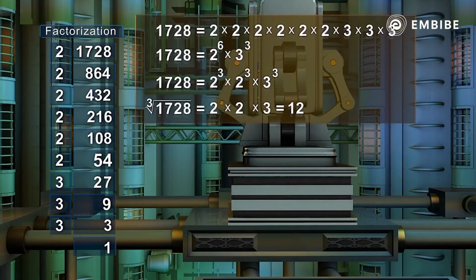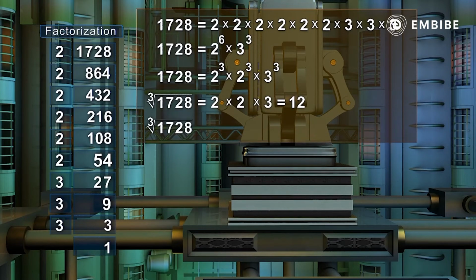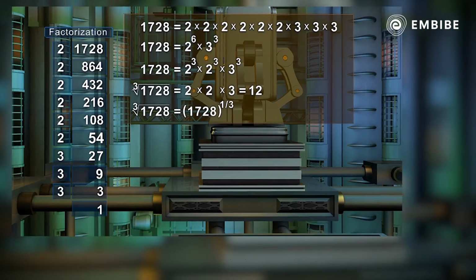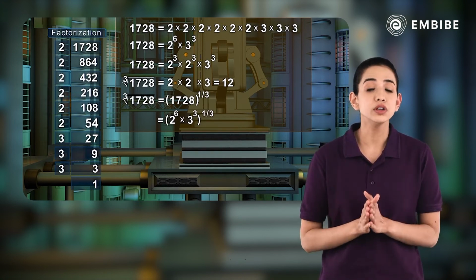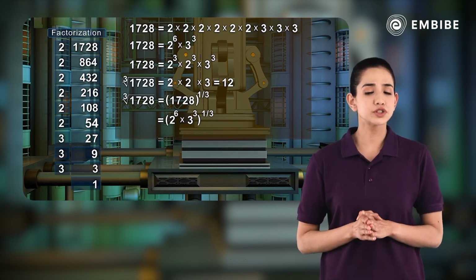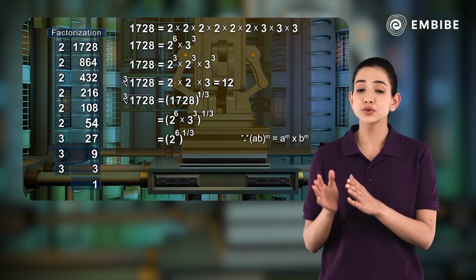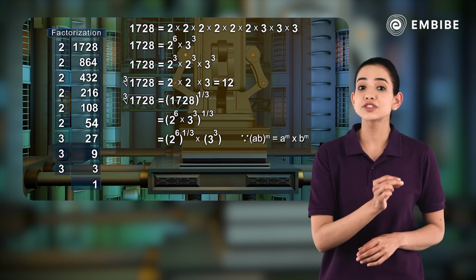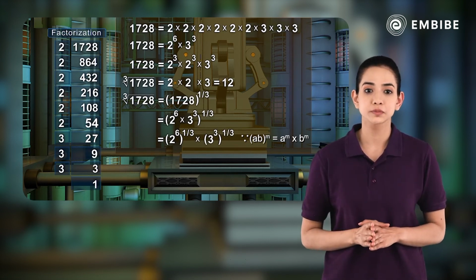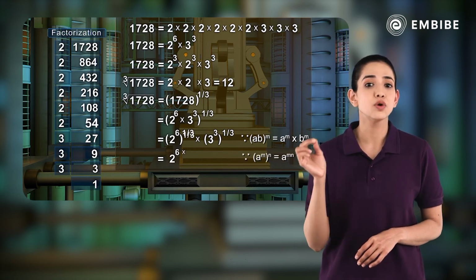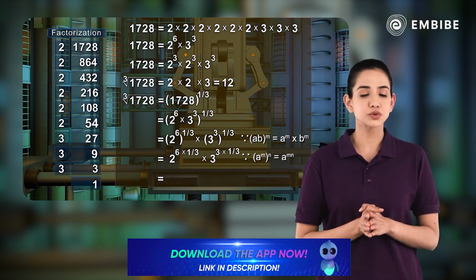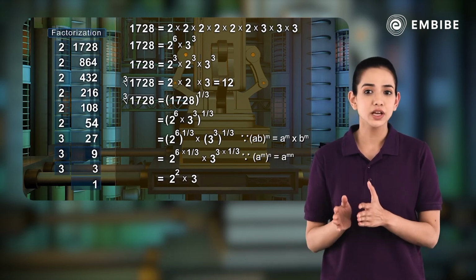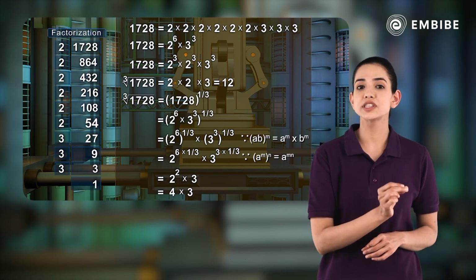Let us understand this by using the laws of indices. The cube root of 1728 is equal to 1728 to the power 1 upon 3, which is equal to (2 raised to the power 6 multiplied by 3 raised to the power 3), the whole raised to 1 upon 3, which is equal to (2 raised to the power 6), the whole raised to 1 upon 3, multiplied by (3 raised to the power 3), the whole raised to 1 upon 3, which is equal to 2 to the power 6 into 1 upon 3 multiplied by 3 to the power 3 into 1 upon 3, which is equal to 2 raised to the power 2 multiplied by 3, which is equal to 4 multiplied by 3, which is equal to 12.